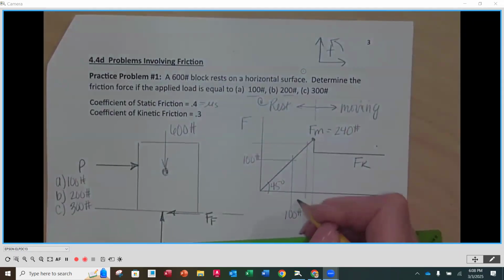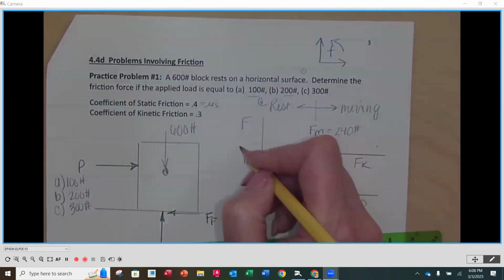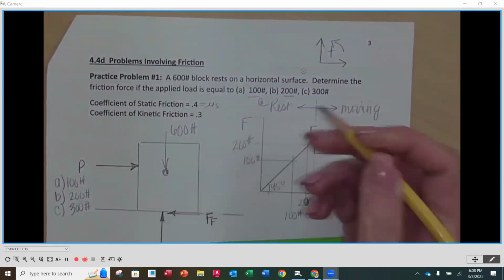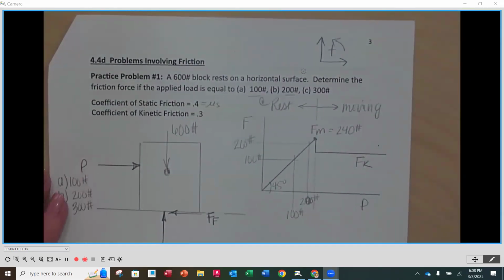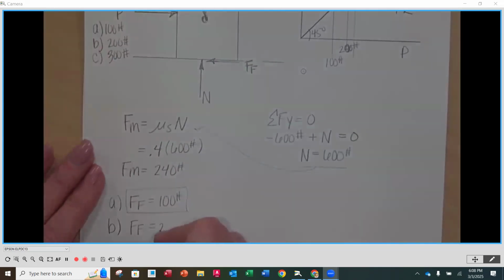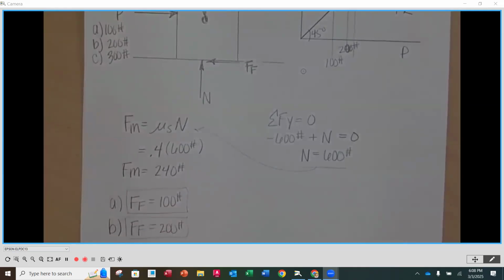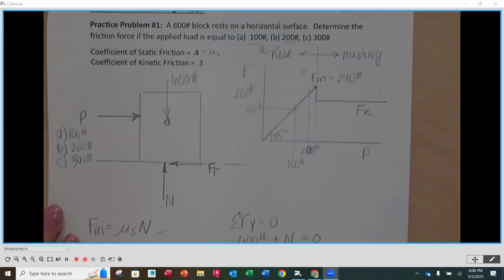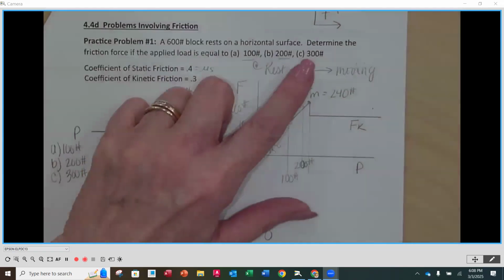So if 200 is my pushing force, do you see how 200 is the friction force? Does that make sense? So not 240, it's not pushing back with 40 more pounds, it's equal to. Then the last part C, 300 pounds.